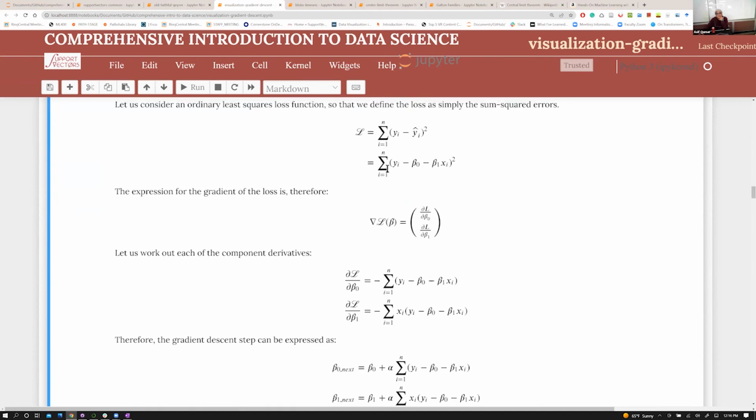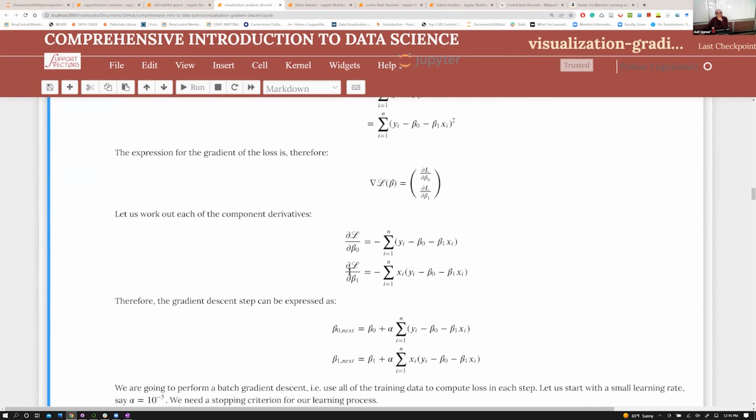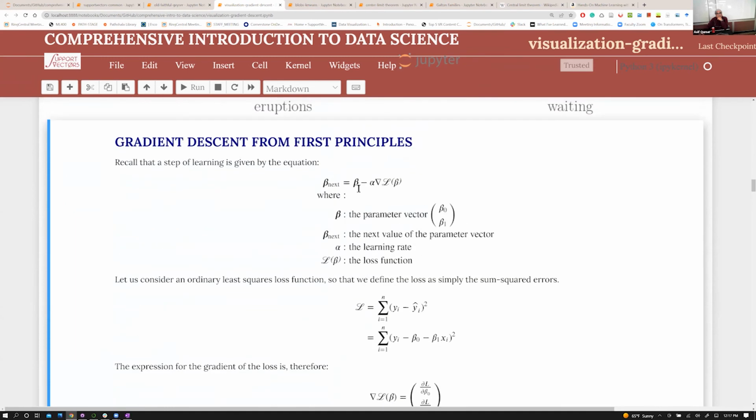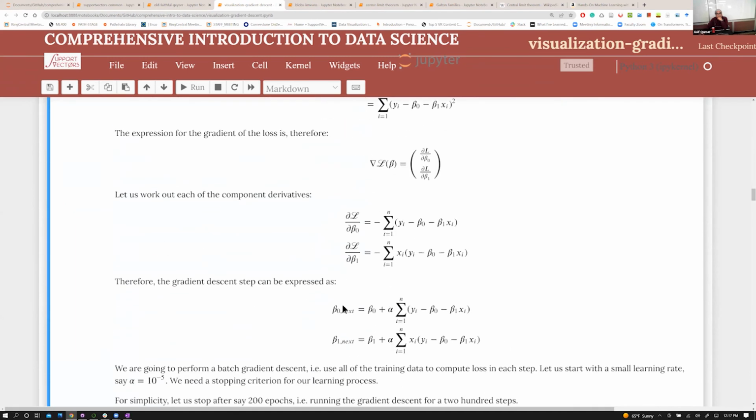When you work out this equation, those of you who are familiar with calculus would immediately know that if you take the derivative of this with respect to beta naught, this is what you'll get. And with beta 1, this is what you'll get, right? And so when you plug these two things back into this equation, what happens? You get these two parts. This is how you update beta naught. Here is how you update beta 1.